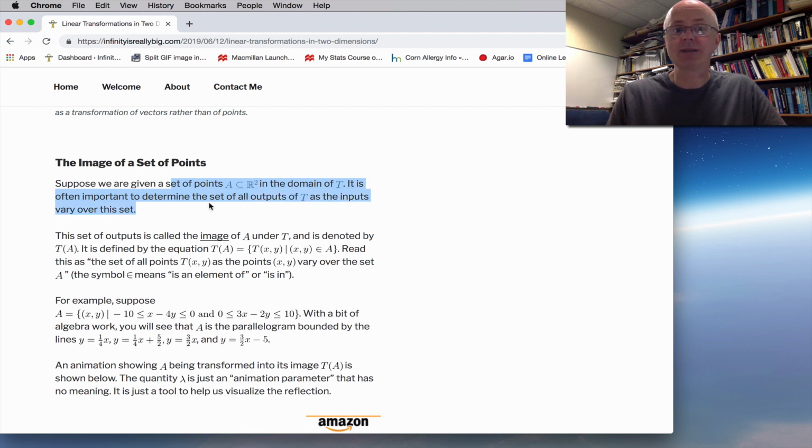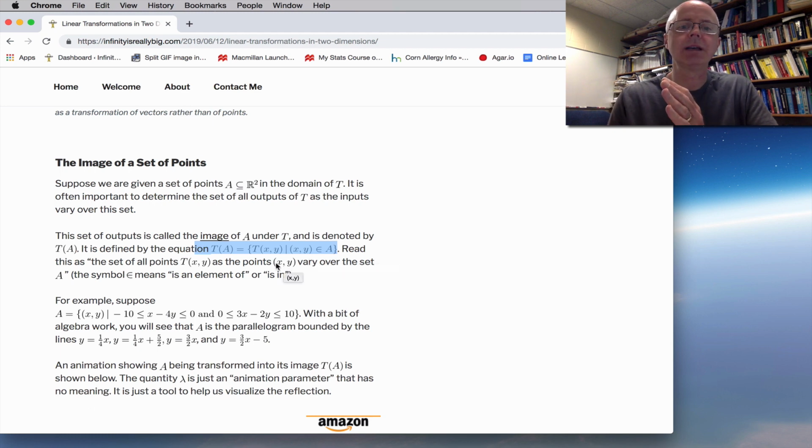Suppose we have a set of points, capital A, that's a subset of R2, which we're thinking of as being in the domain of T. It's often important to figure out the set of all outputs of A under T, under this mapping here. That's called the image of A under T, important terminology. It's defined by this equation that you see here.